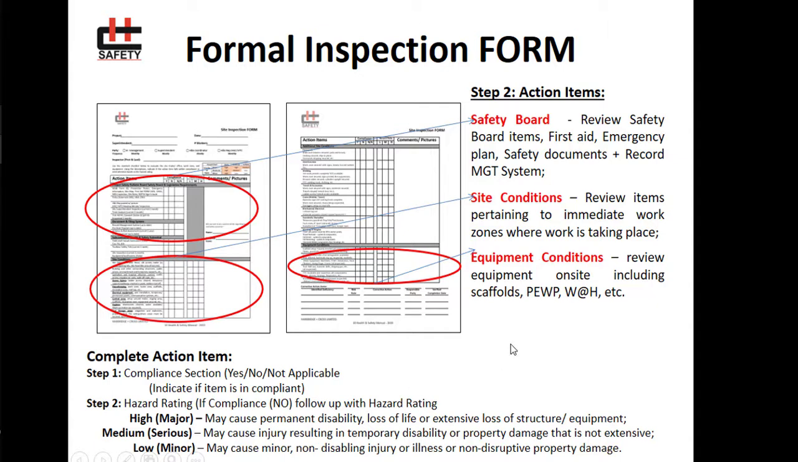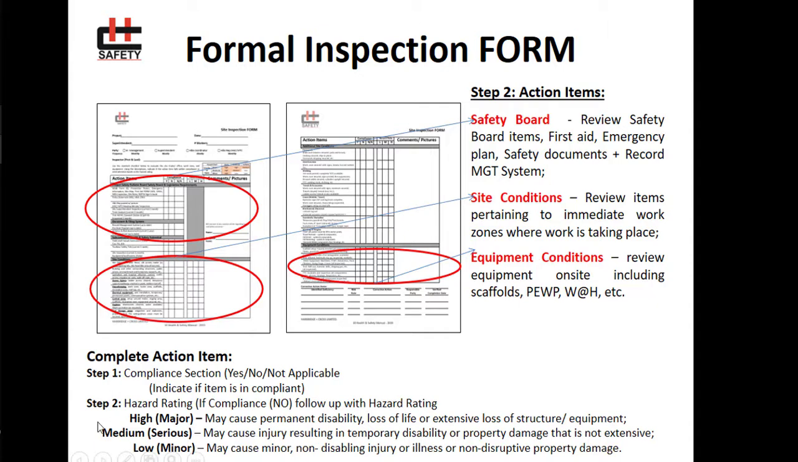Next is the site conditions. You want to review all items pertaining to the immediate work zone. And again, you want to identify the compliance section first, beginning with if it's in compliance: yes, no, or non-applicable. Next is the hazard rating system. If you do come across a hazard, or if the compliance section is marked no, the next step is to determine the severity of the hazard using our 3-step hazard rating system.